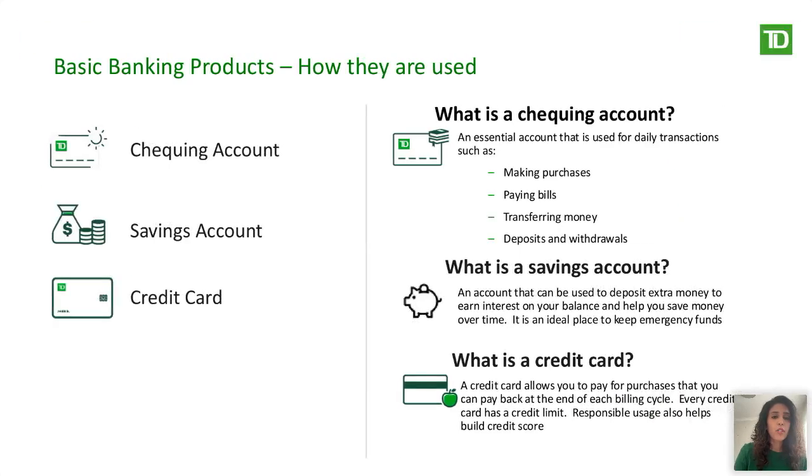I'm going to move over to our next slide that talks about basic banking products and how they are used. A checking account is the first thing that you need to start your banking. A savings account is what you need next for you to save for whatever you want, like an expense that you have in mind that you want to spend on. And then a credit card. Now, what is a credit card, and how does it allow you to build your credit history?